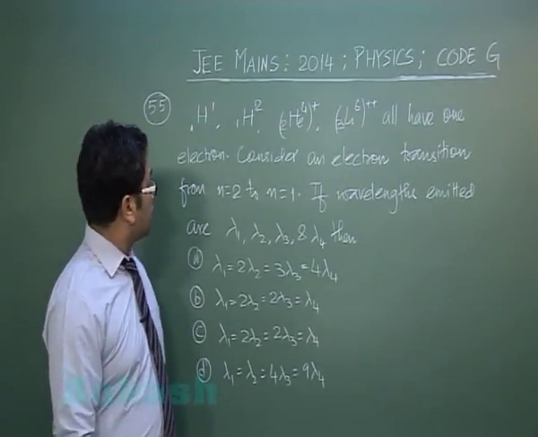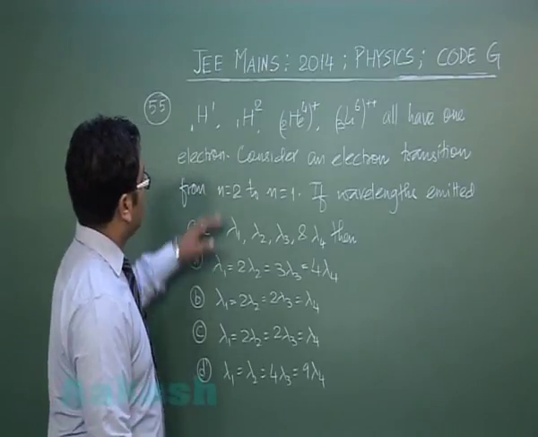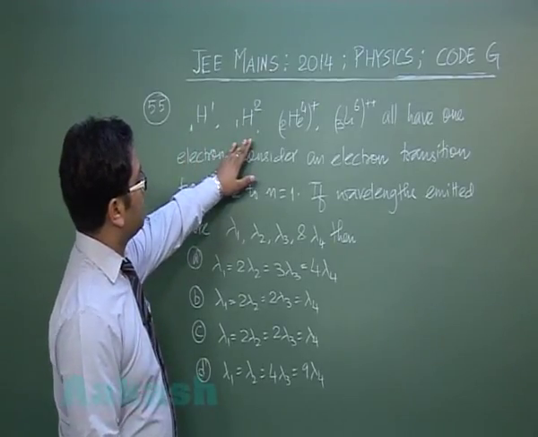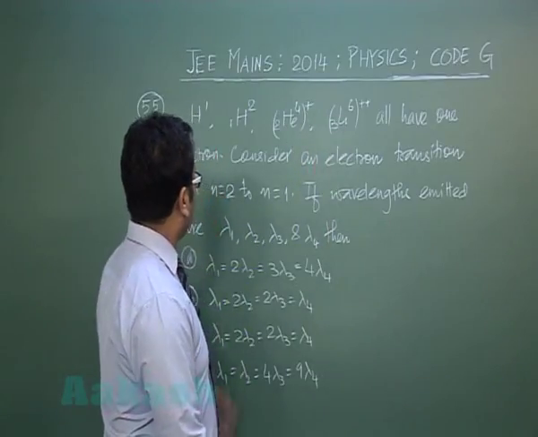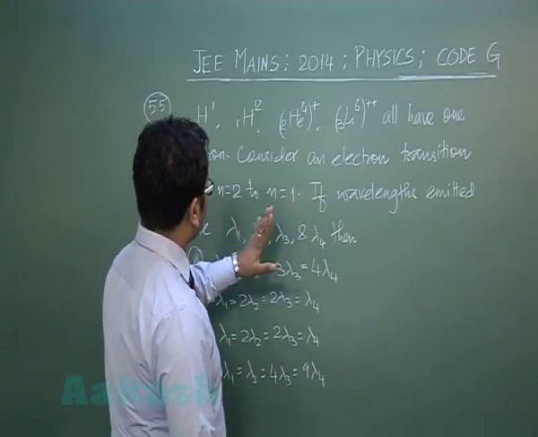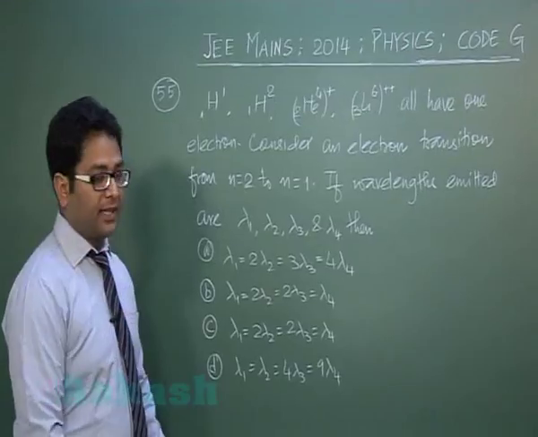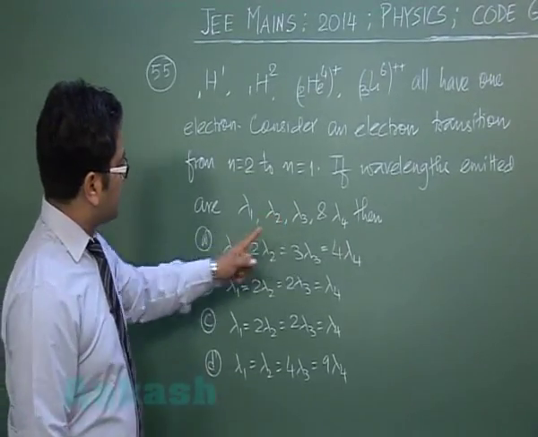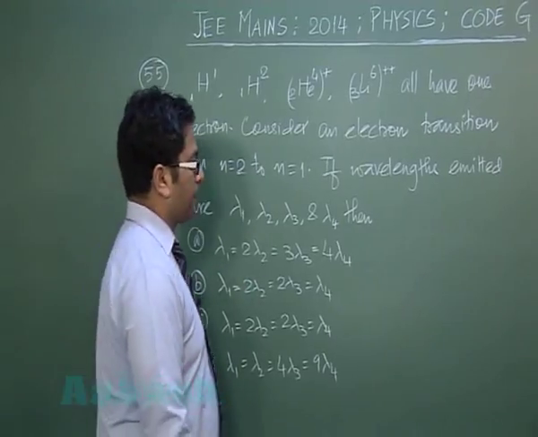Alright, let's go to question number 55, and it's from modern physics again. It's a hydrogen, deuterium, singly ionized helium, doubly ionized lithium. All have one electron. And we need to consider an electron transition from 2 to 1. That means Bohr's atomic model is valid. If the wavelengths emitted are this much, we've got to relate all the wavelengths.